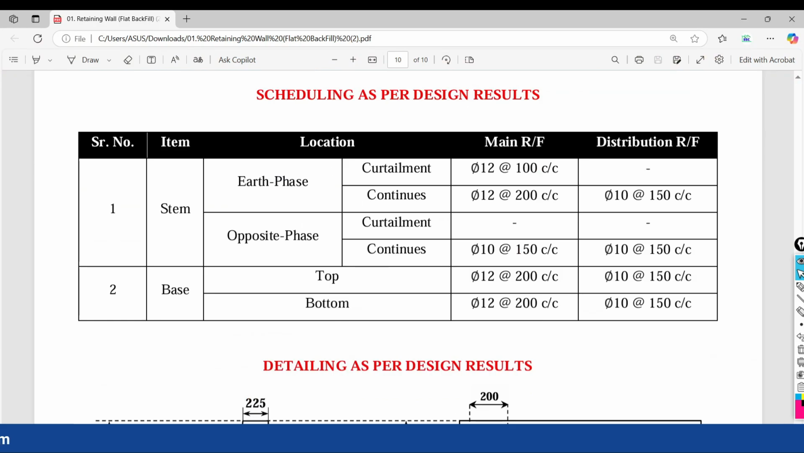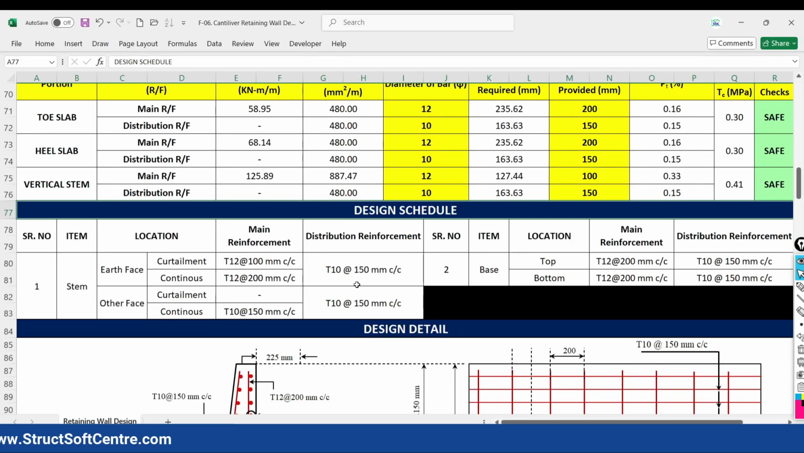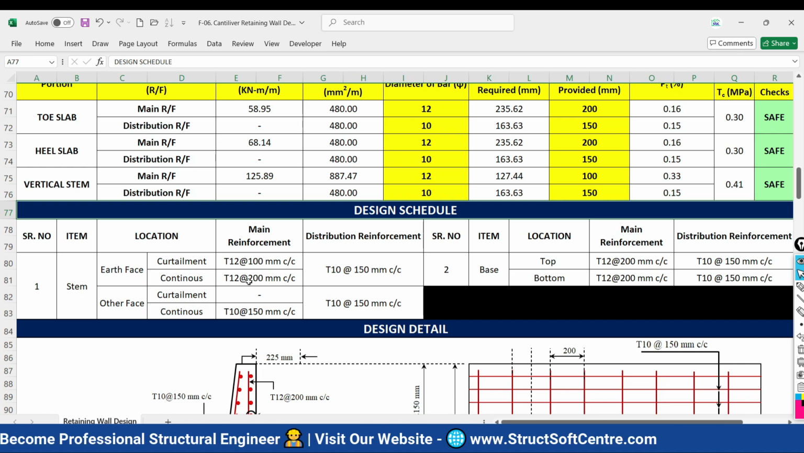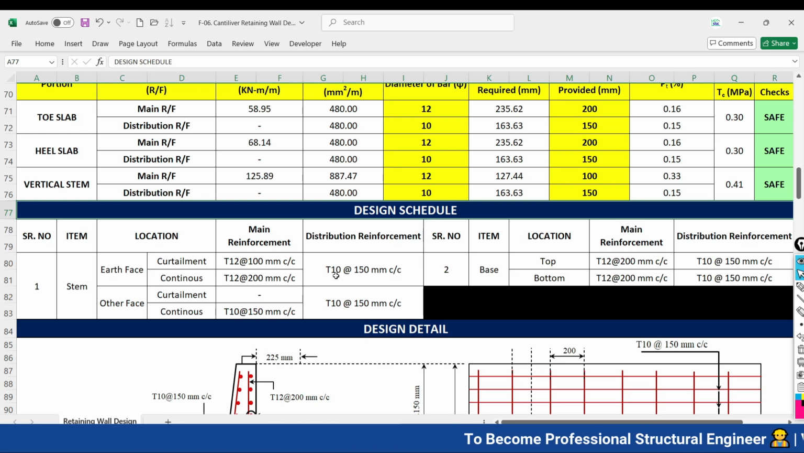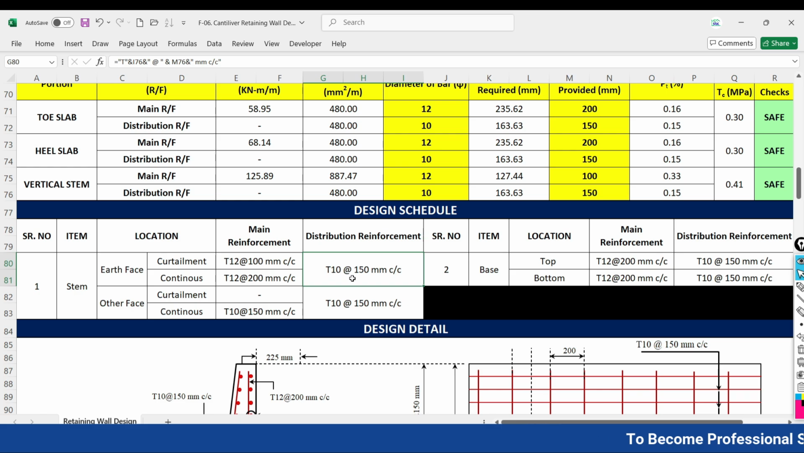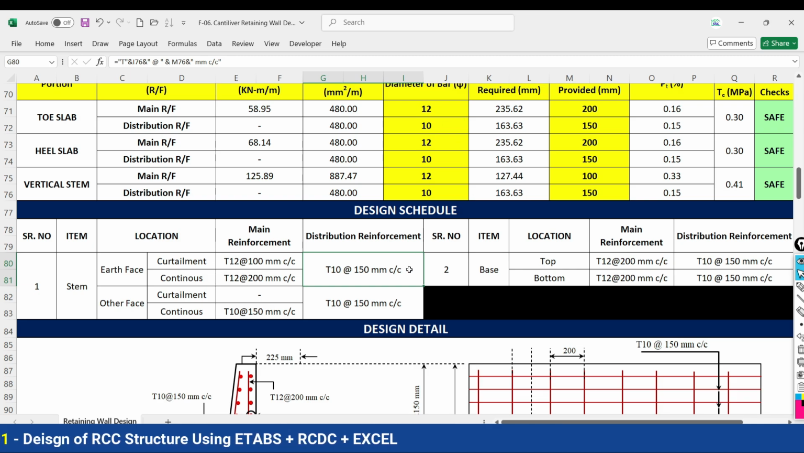So this scheduling sheet is going to be created automatically here. For the stem, earth face and other face: on the earth face, continuous 12 mm diameter bar at 200, and at curtail 12 at 100 mm center to center. Now distribution reinforcement is 10 mm diameter bar at 150 mm center to center. You don't need to write all these things, the sheet is updating everything automatically. You only have to choose the values in your yellow cells, right?